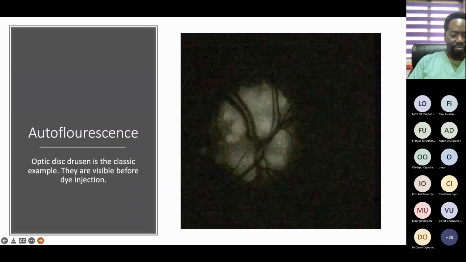This is the appearance of autofluorescence, and you can see no dye has been injected, but this optic disc drusen fluoresces.